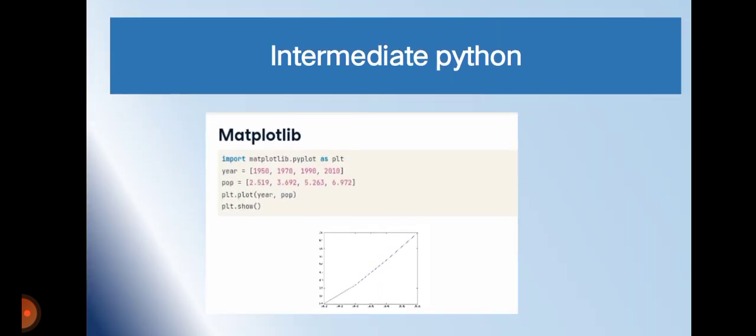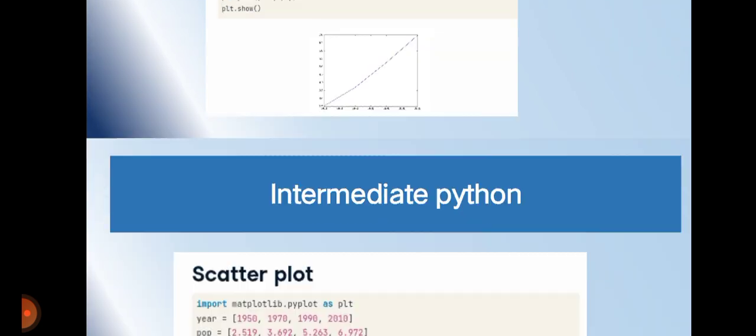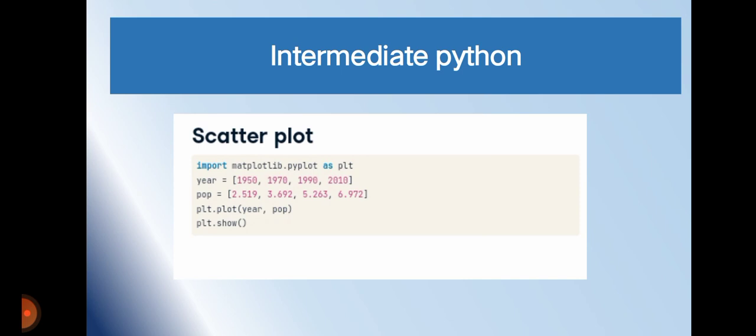So starting with matplotlib, here we have an example of years and pop. For matplotlib we have to import matplotlib as PLT. Simply we do plt.plot year and pop in just one single list, and then we show our result. The second is scatterplot. Scatterplot is exactly the same as the plot, but here we just scatter all the values.